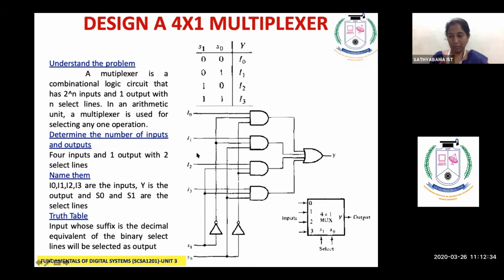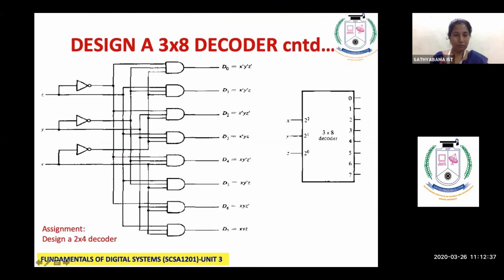3x8 decoder is over. Before that, I have given you an assignment question. All of you check this. So today, after our class is over, I want you to try this. I have given it for 3x8 decoder, but you have to do it for a 2x4 decoder. You should follow the strict grammar which I have said. What is the problem statement? You have to understand the problem.